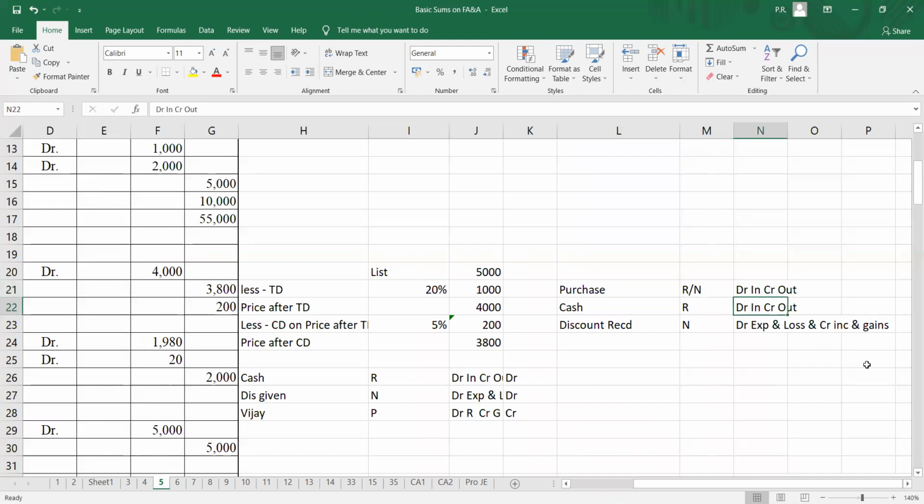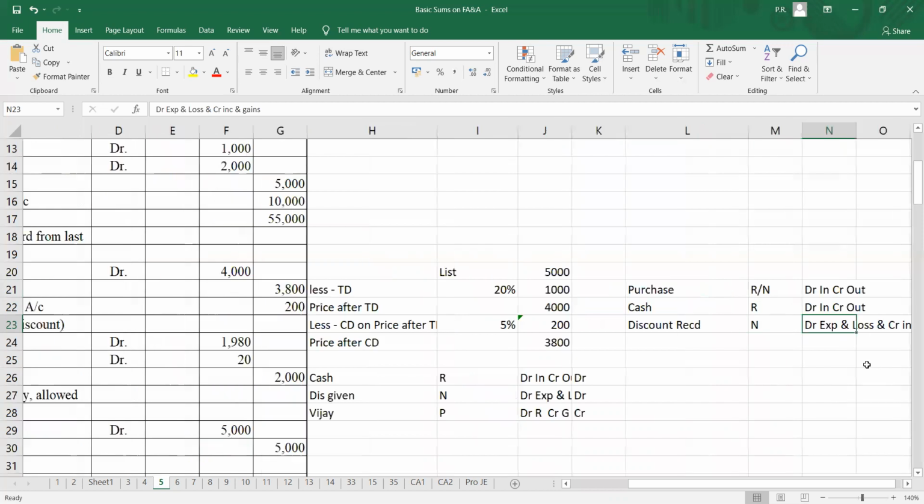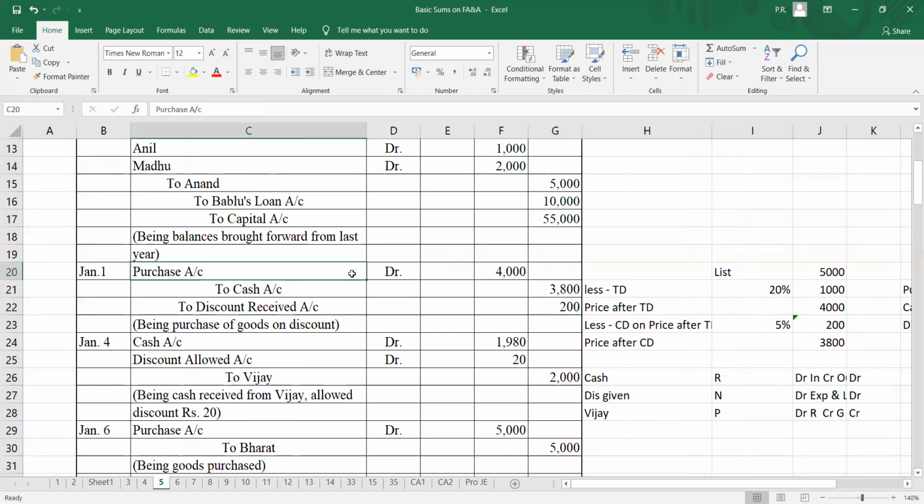Cash account is a real account, it's a property. So we say debit what comes in, credit what goes out. In this case, cash is going out, so we'll say credit cash account. And discount received is a nominal account. The rule is: debit all expenses and losses, credit all incomes and gains. Discount received is an income or gain to us, so we'll say it is credited. So the entry becomes purchase account debit, to cash account, to discount received account.